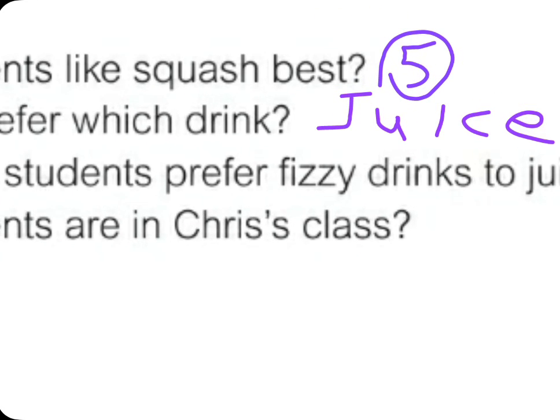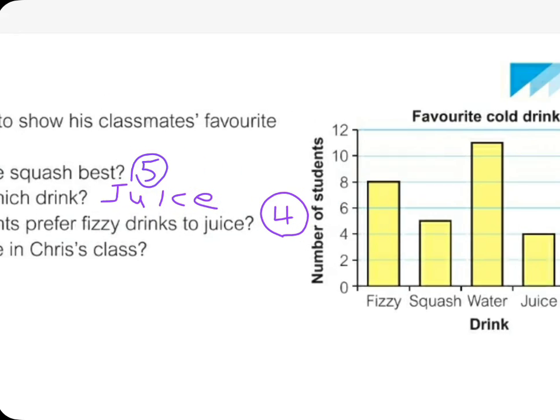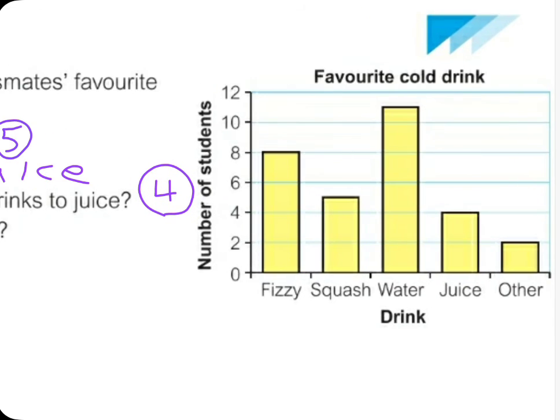Now let's take a look at the last question. Question D. How many students are in Chris's class? How do we answer a question like this? From the bar chart, we have students that prefer cold drinks, and all of them are on this chart. So what do we do? We find out how many like fizzy drinks, and how many like squash, and so on, and then we add them all together.